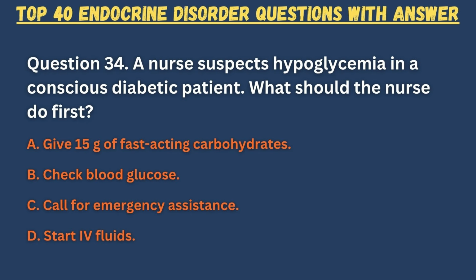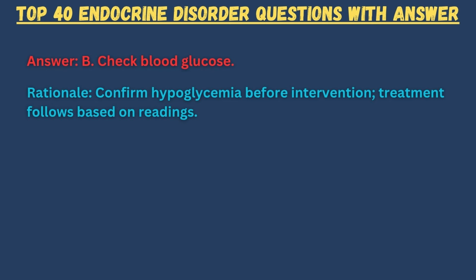Question 34. A nurse suspects hypoglycemia in a conscious diabetic patient. What should the nurse do first? A. Give 15 g of fast-acting carbohydrates. B. Check blood glucose. C. Call for emergency assistance. D. Start IV fluids. Answer. B. Check blood glucose. Rationale. Confirm hypoglycemia before intervention. Treatment follows based on readings.